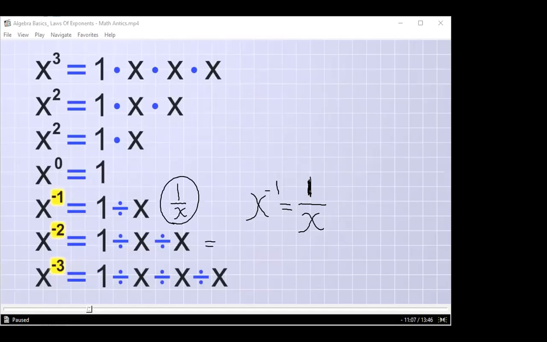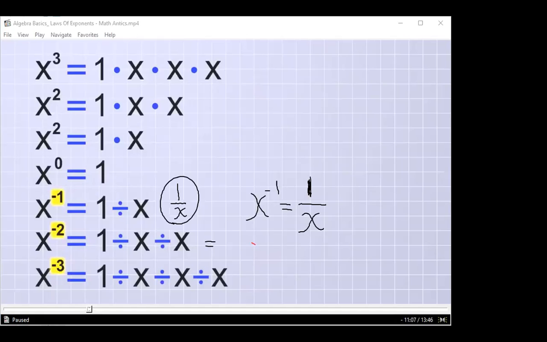Grade 8. Grade 8, are you here? Hello? Yes. Okay. I want x to the power of negative 2. If I want to write this question in fractional form, how am I going to write it? X to the power of negative 2. How will I express it in a fractional form?